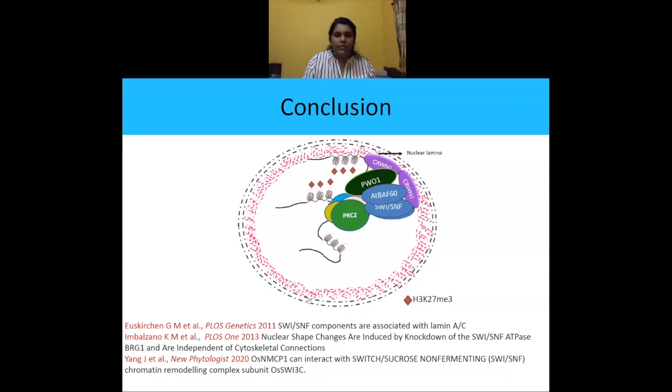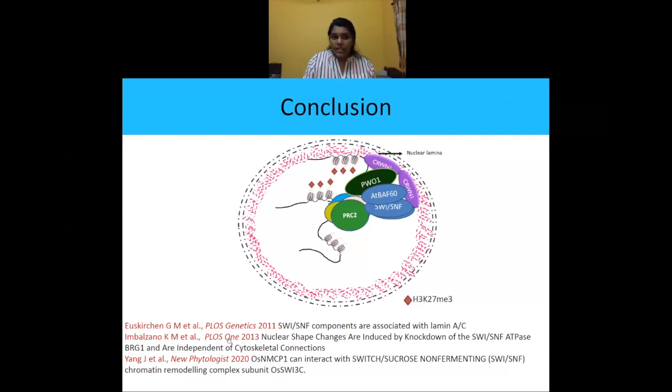And with that note, I would like to bring your attention to three studies that were recently published. One is from 2011 in PLOS Genetics, which states that SWI/SNF components are associated with lamins A or C, and also lamin A and C regions binding chromatin were also found to have H3K27 trimethylation marks.